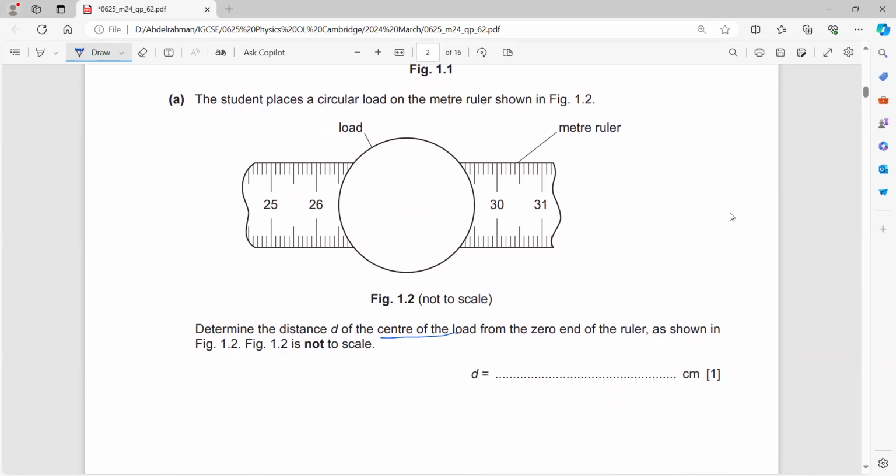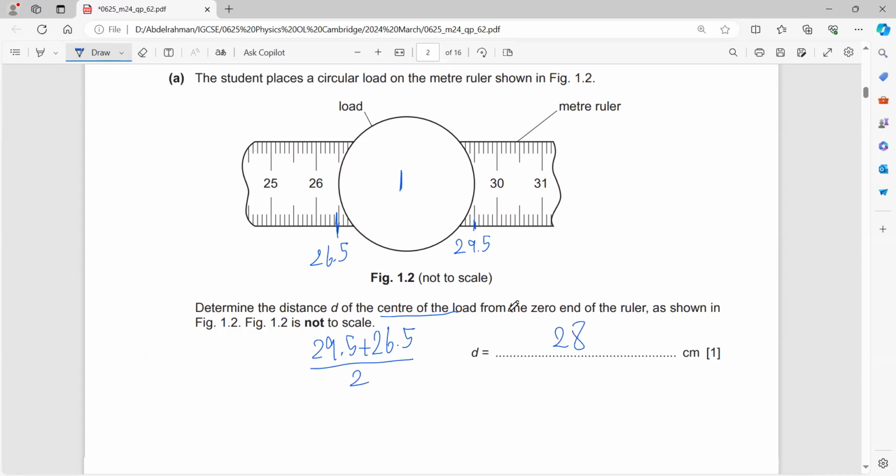We need to find the center of this load. How can we find the center of this load? Very simply, we just find the reading before and after and take the average of these readings. The initial reading was 26.5 and the final reading was 29.5. Finding the average would be 29.5 plus 26.5 divided by 2. This would give a reading of 28 centimeters.